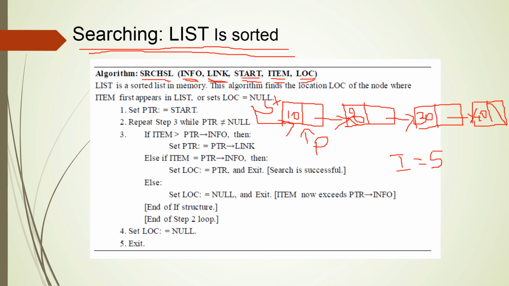So item is greater than PTR of info, the condition is not true. So it goes to the else part and it will check whether it is equal. Again it will be evaluated as false. Again it goes to the else part and it will set LOC is equal to null.